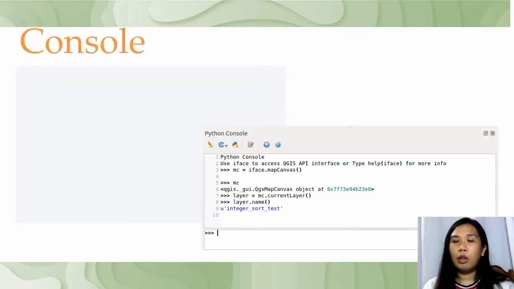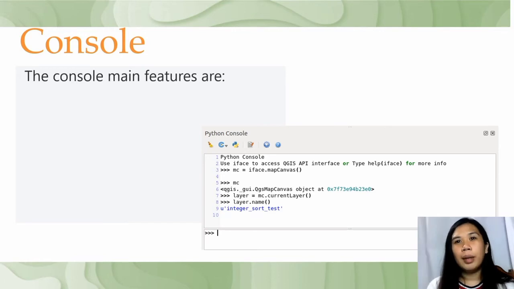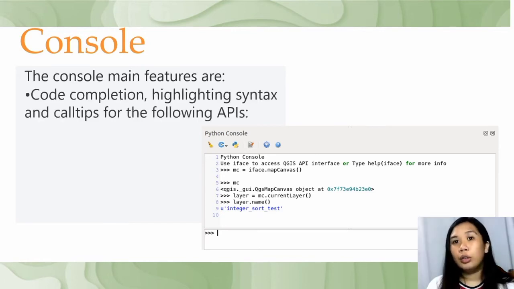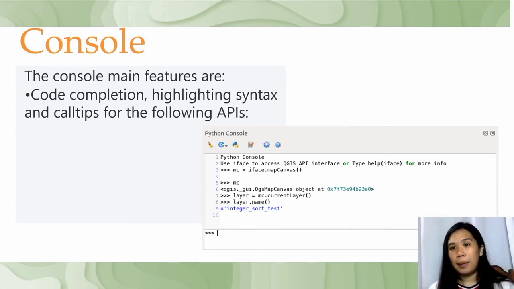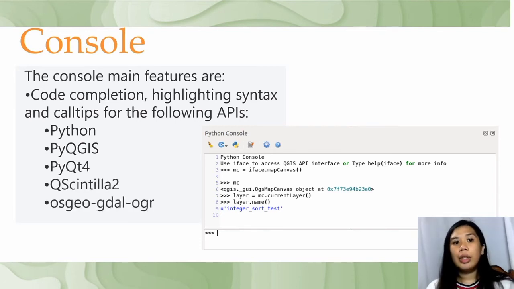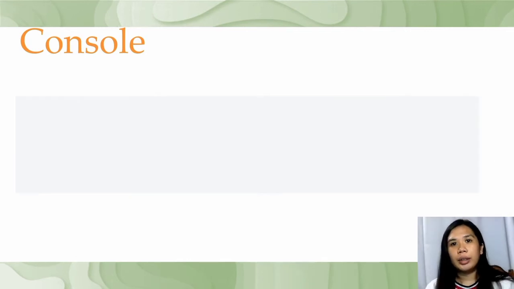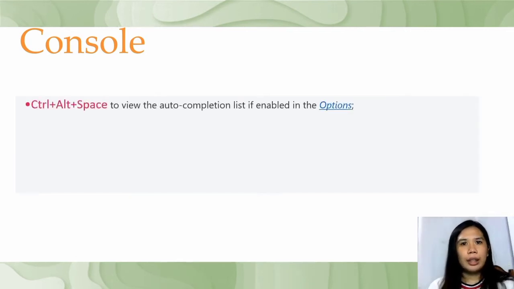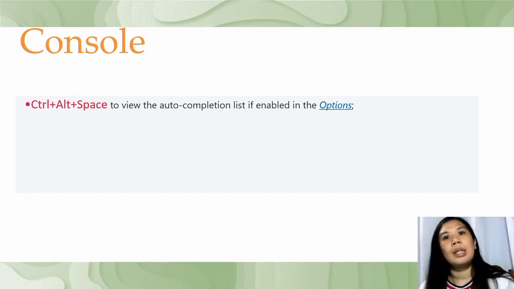So the console's main features are code completion, syntax highlighting and call tips for the following APIs: Python, PyQGIS, PyQt4, QScintilla, and OSGEO.OGR.